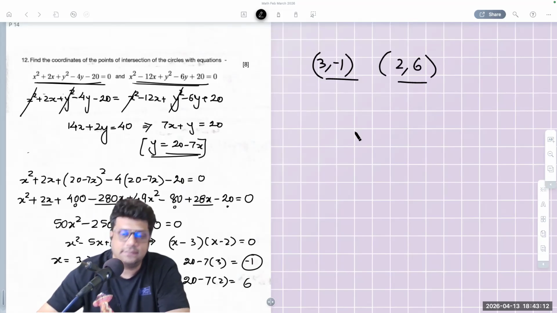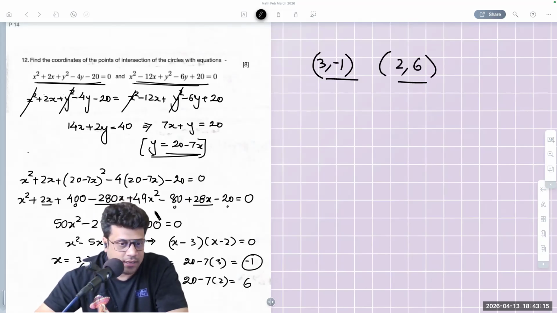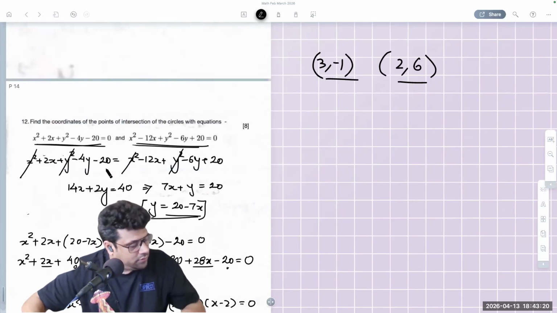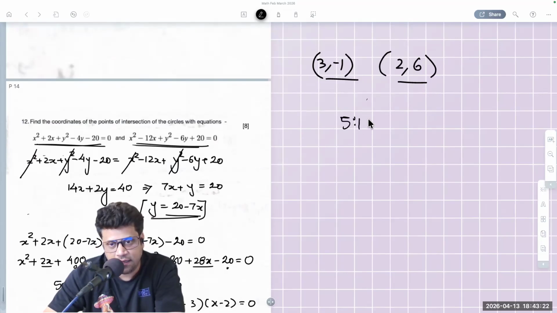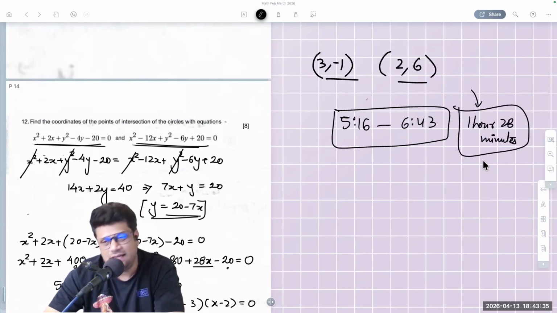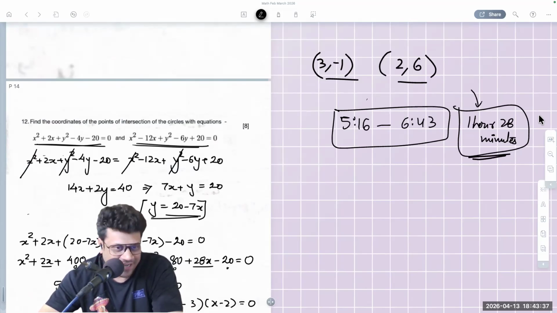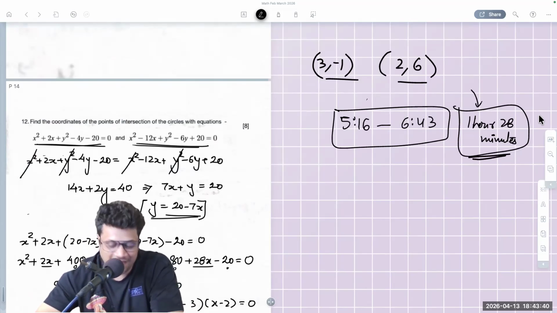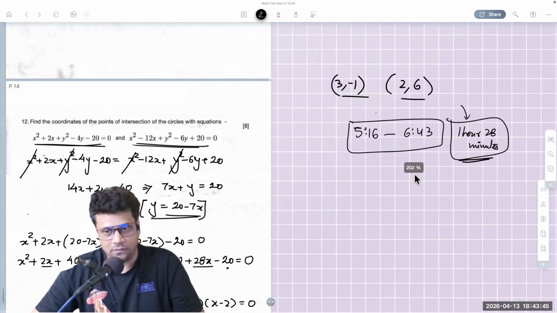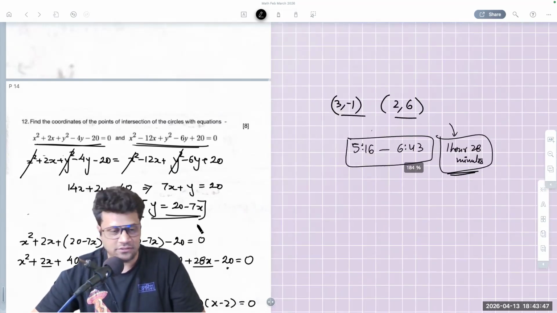So those are your coordinates. That looks like all there is in this paper. I think we started at 5:16 and we ended at 6:43. So that's like 1 hour and 28 minutes. It's still slower than some of the people that I've done the paper with. Some of the kids from your senior batches, I've seen them do it in 1 hour also, these paper ones.